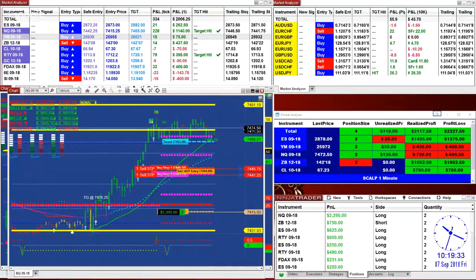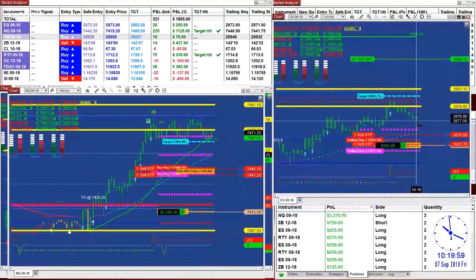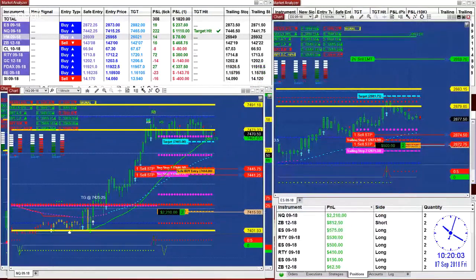The ES is trying to climb again. Let's see what else we have. We're just waiting on the ES to see what will happen.